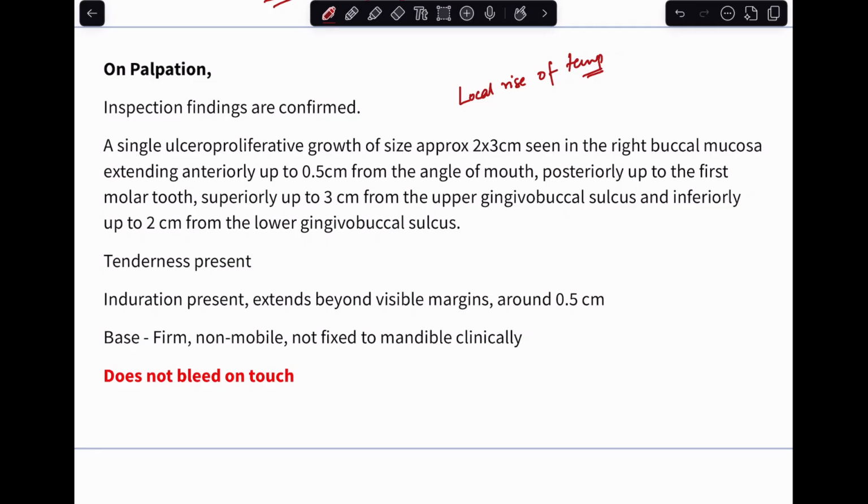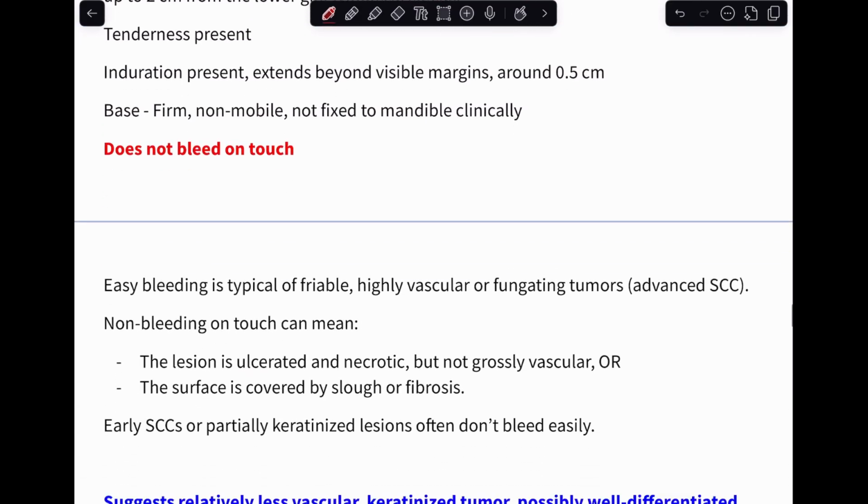directly. You wear gloves, and with the gloved finger, you try to examine the patient. So, with the gloved finger, you will not be able to appreciate the local rise of temperature. So, it is better not to mention that in this case. Okay, so going on to the bleeding on touch. We have found that this is not bleeding on touch.